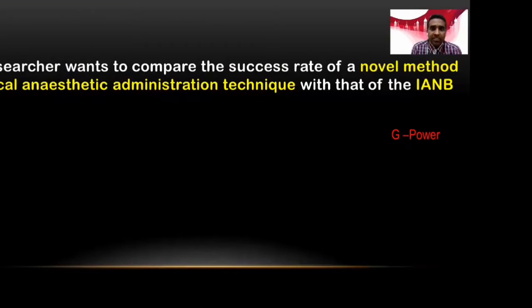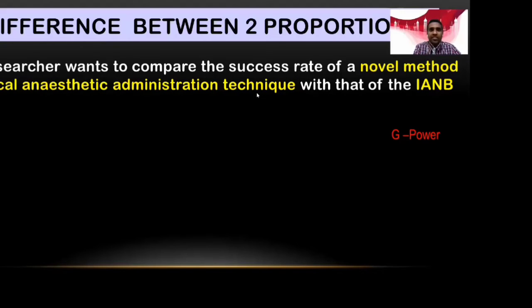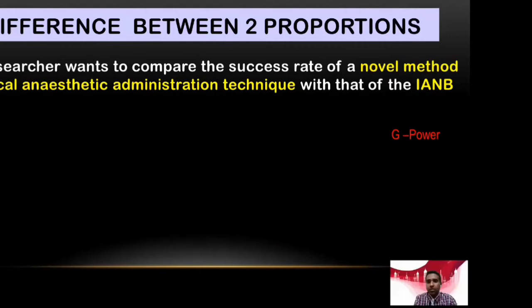Researcher wants to compare the success rate of a novel method of local anesthetic administration technique with that of inferior alveolar nerve block. Now IANB is the control group. The researcher wants to compare the success of a new technique, whether the anesthetic efficacy improved or not. Now what kind of study is this first? Success rate. It is based upon the proportion and between two groups. So the study is difference between two proportions. Let me keep it here. Difference between two proportions.